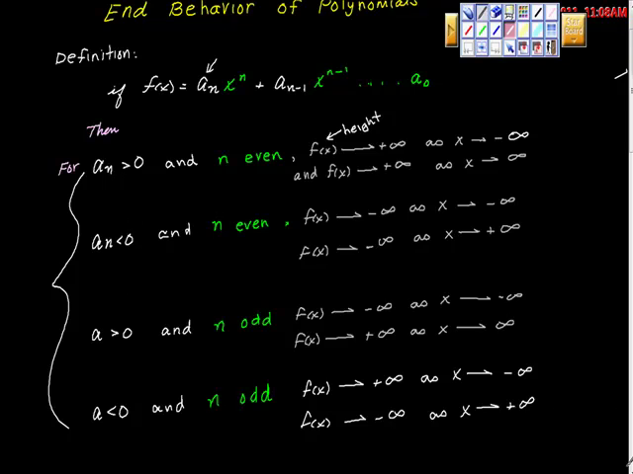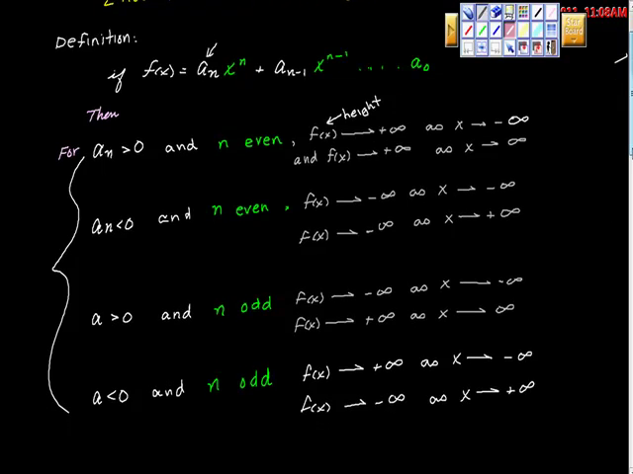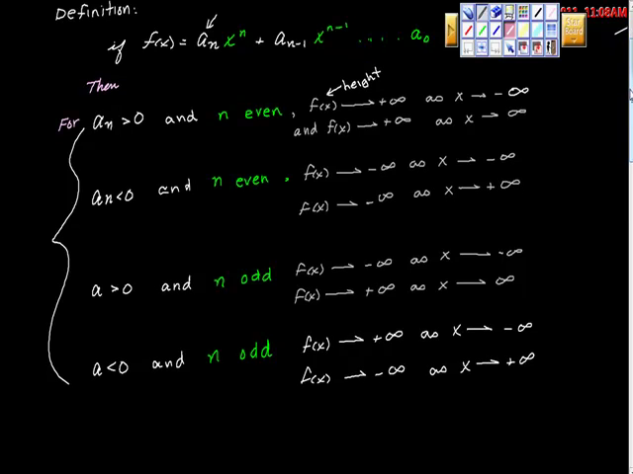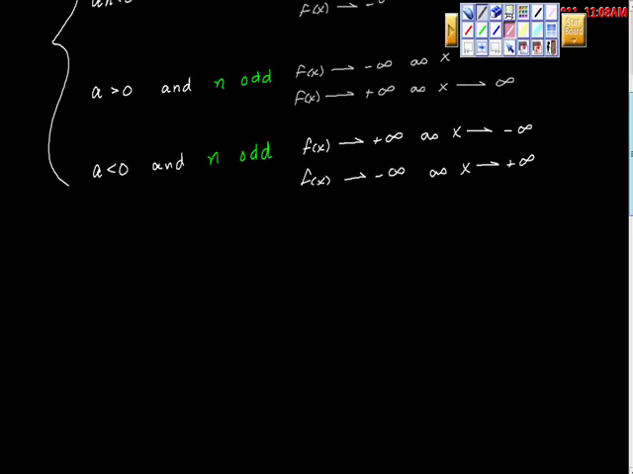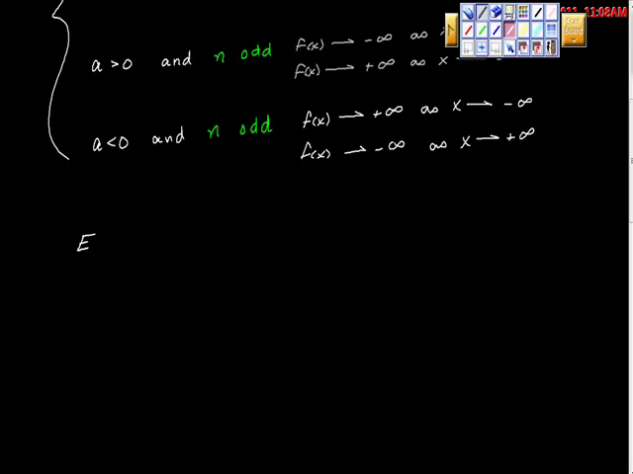So I'm going to encourage you to go back and copy these rules down, but instead of going through all the rules with you, let's take a look at a couple of examples and see if the rules don't just follow pretty easily. So here's example 1. Example 1 is, what is the end behavior of f of x equals negative 5x to the 4th power?